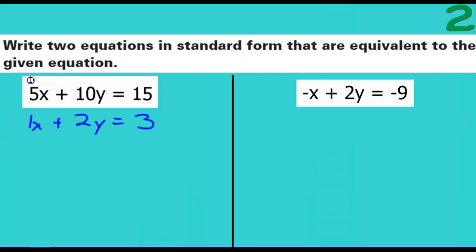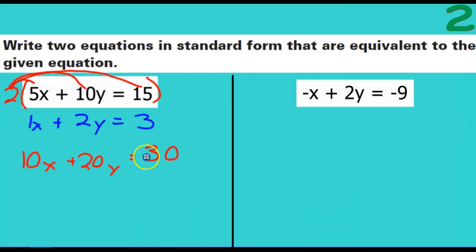Another thing we could do is we could just multiply these all by a number. It doesn't matter which, as long as we do everything. So I'm going to multiply it by 2. 2 times 5x is going to give me 10x. 2 times 10y is going to give me 20y. And 2 times 15 is going to give me 30. If I reduce these all, they would give me 5x plus 10y equals 15.